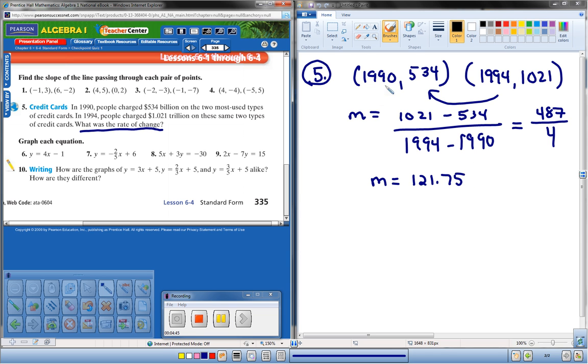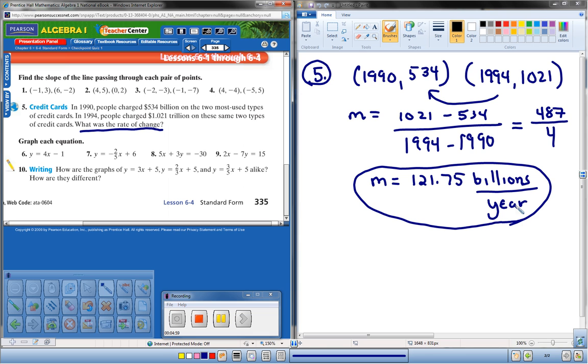And now what are the units here? Well, the numerator is in billions of dollars, and the denominator is per year. So that's the rate of change. We're increasing, basically, the amount charged on a credit card by about $121 billion more each year. In case you're wondering, that's a lot of money.